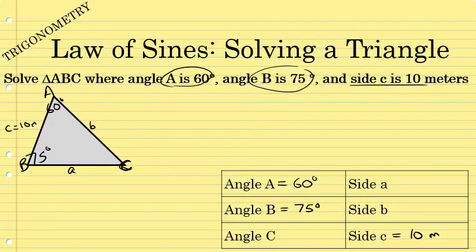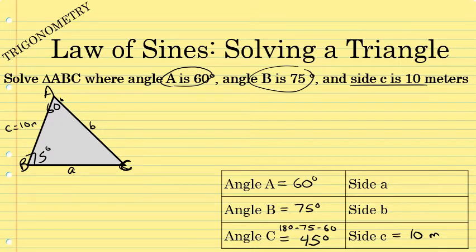The easiest first step in solving this triangle would be to find the measure of angle C. Angle C can be found using basic geometry. The angles in a triangle add up to 180 degrees. So if you know two angles and you want to find the measure of the third angle, you can subtract the two known angles from 180 degrees. In this case, 180 minus 75 minus 60 is 45 degrees. Angle C is exactly 45 degrees.